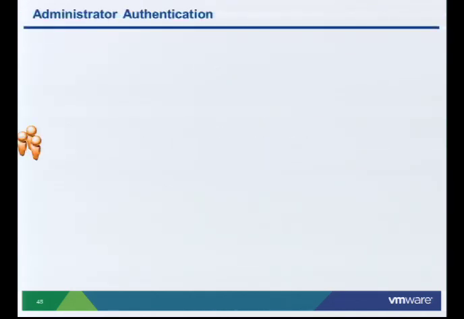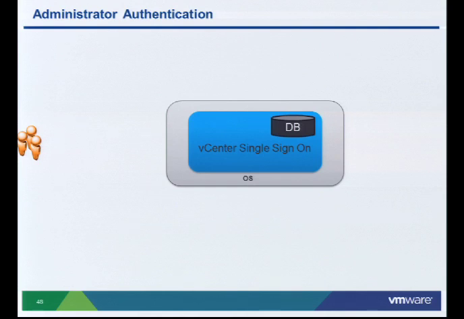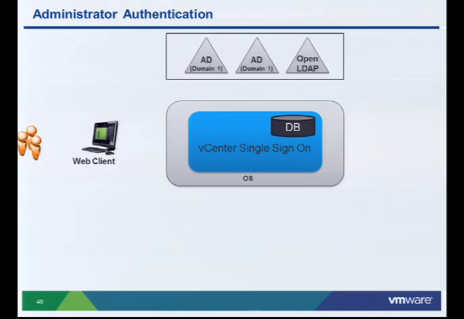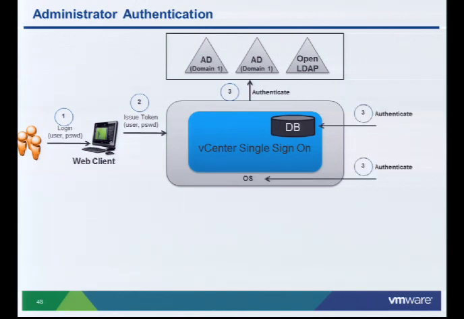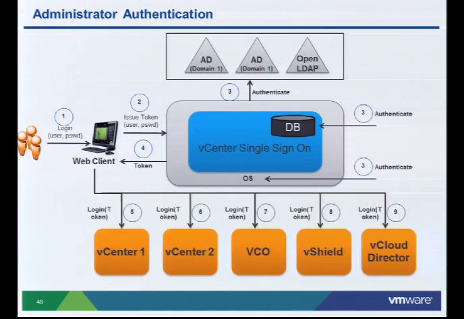So how does SSO work? I have a slide out here. As I said, everything here is based on secure exchange of SAML tokens. So you have vCenter single sign-on pointing to Active Directory. The user tries to log in to the web client with a user ID and password. The web client requests a token. Single sign-on authenticates to Active Directory, and if the authentication is successful, it comes back with a token. And then the web client talks to vCenter or Orchestrator or vShield or vCloud using that token. So that's how you get single sign-on. So that's how it works.